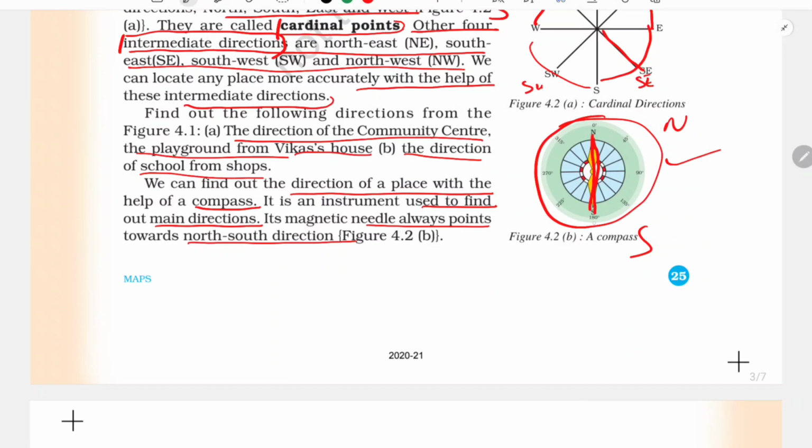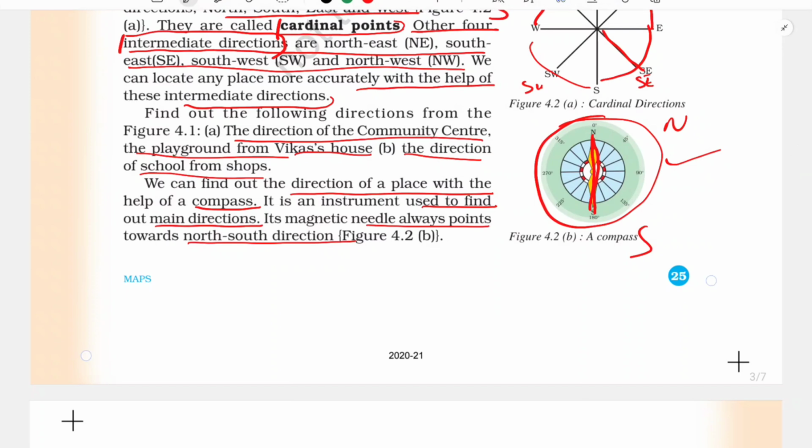And the south direction, this needle is always attracted by the south pole, and this is attracted by the north pole. So you will always find the needles pointing towards the north direction and the south direction. Okay, north south direction, its needles are always pointing towards north south direction because of the magnetic field in the north and the south pole. So that was about direction.